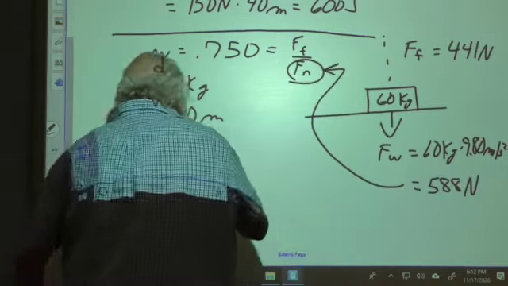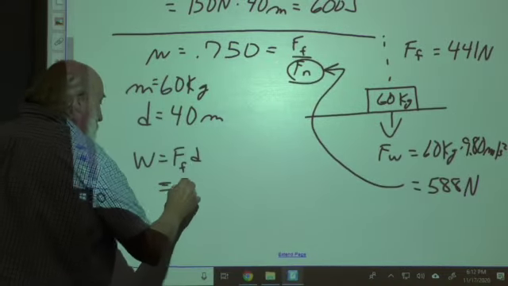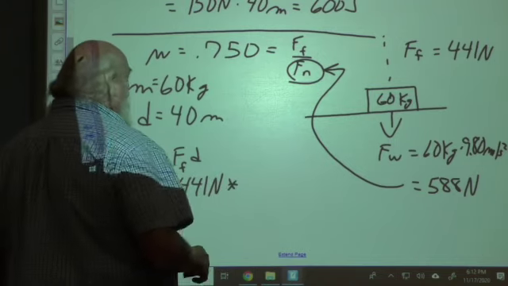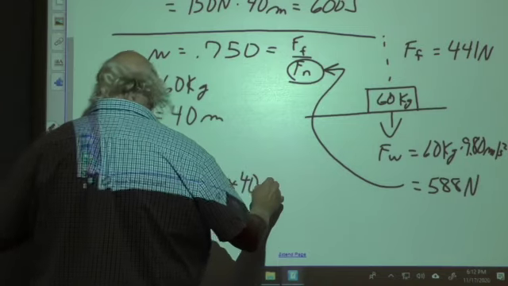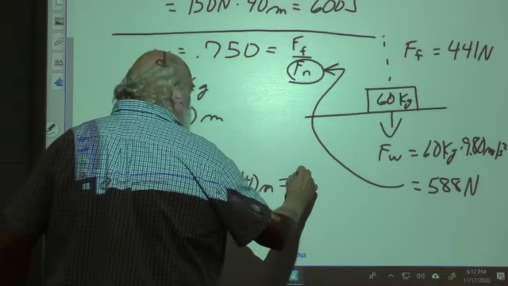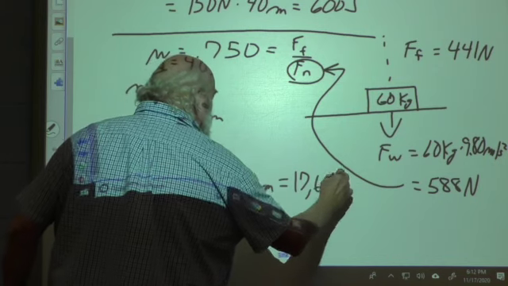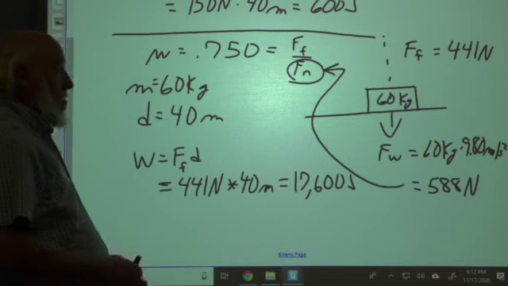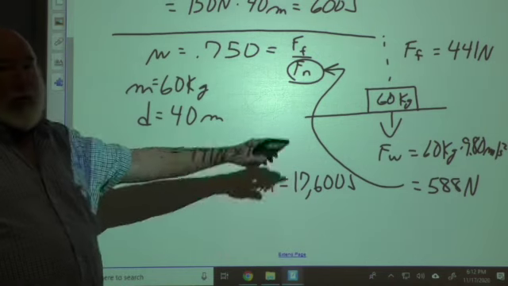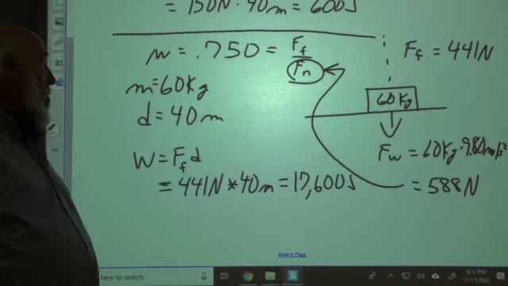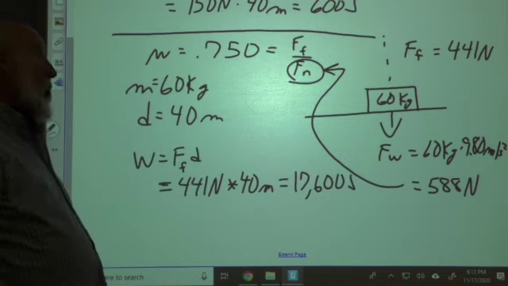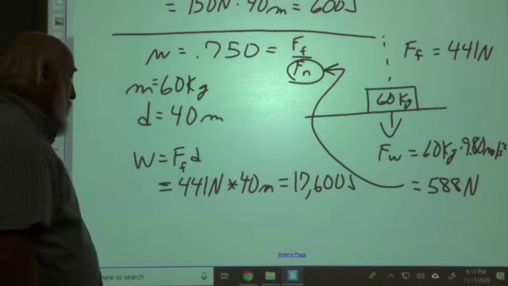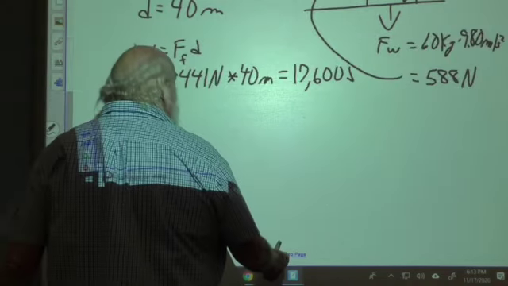So we're going to use that for our forward force: 441 newtons times the distance, which is 40 meters, and we get 17,600 joules as our answer. Okay, all stuff we've had before, but now we've got to remember what mu means, and we've got to know what weight means. So it's a lot of review, a lot of using of the physics toolbox to get through a problem like this.